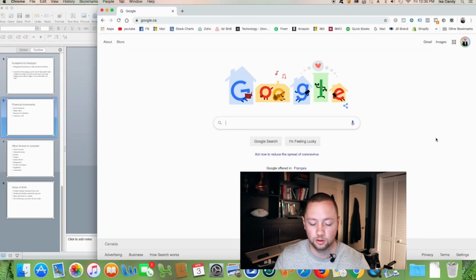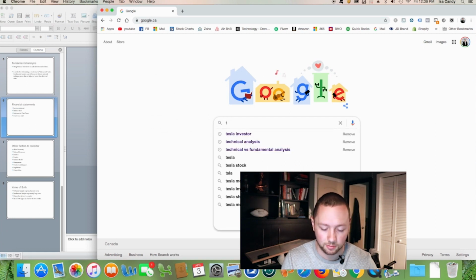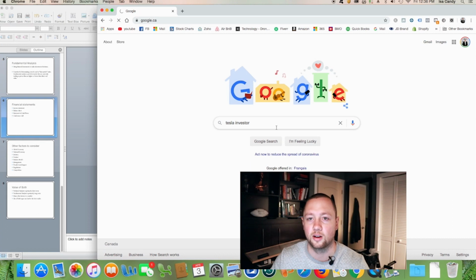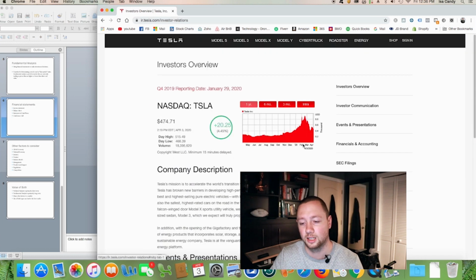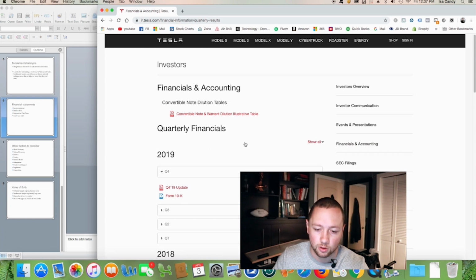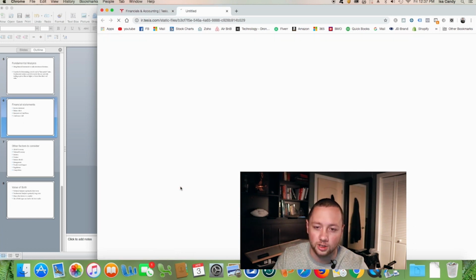So if we just go to Google real quick and we type in Tesla investor relations, we can go in and we can see exactly how much money this company made in the last quarter, or in the last year, or the last 3 years. It's basically all available since their IPO. And it's one of the big reporting requirements and big burdens that a company has once they go public. So quarterly financials, Q4 19 update.